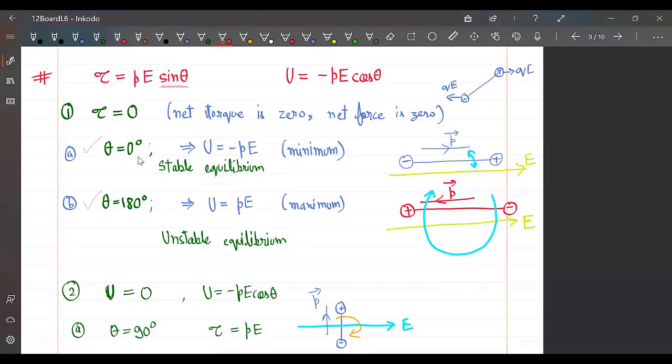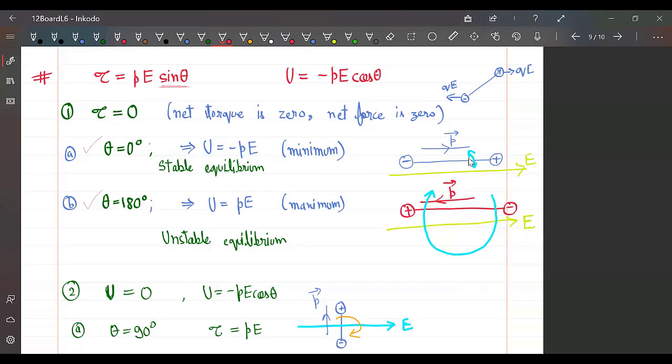When theta is equal to 0 degrees, potential energy will become minus PE cos 0. Cos 0 is 1. So minus PE. So net force is 0, net torque is 0, and we get the minimum value of potential energy. Minimum value of potential energy is minus PE. So when potential energy is minimum, that means it will be a stable equilibrium. So net torque and net force is 0, and potential energy is minimum, so stable equilibrium.